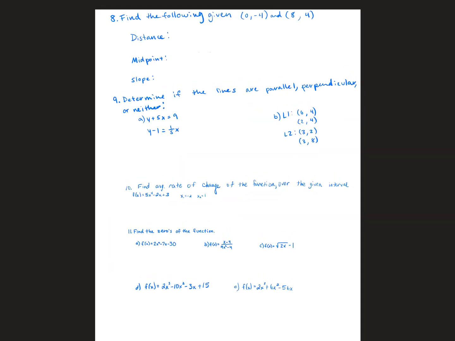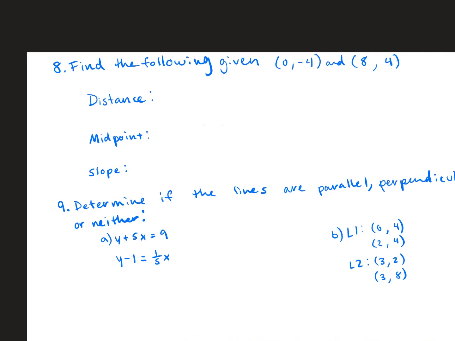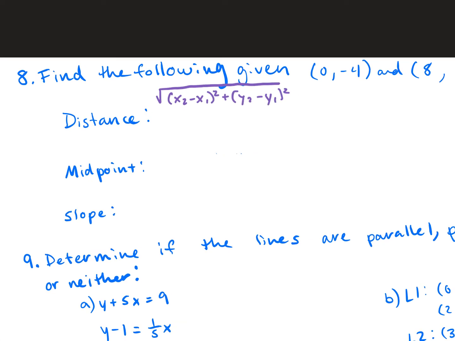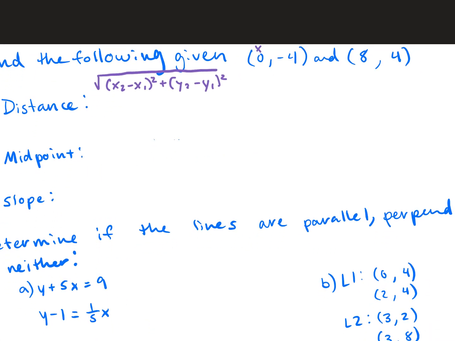For 8 and 9, these are a review of what we did in 1.1 and 1.2, what we had on the first quiz. So you have to know your distance, midpoint, and slope formula. So our distance formula is the square root of x2 minus x1 squared plus y2 minus y1 squared. And I'm going to label my points as x1, y1, x2, y2, just to make it easier to plug in.